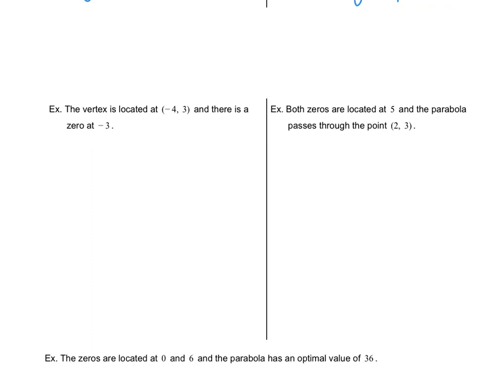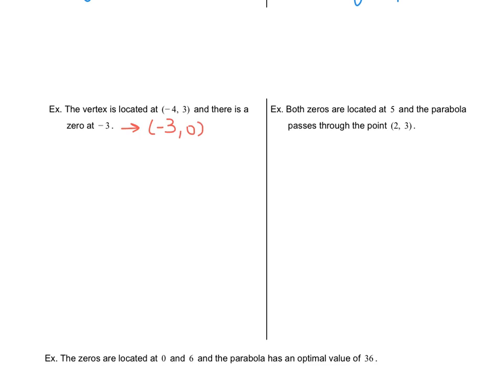Okay. Let's try a few more examples. So for the next one, we're given the vertex. So we know we're going to start with vertex form. And then we're also given a zero. Don't let this statement about the zero at -3 fool you into thinking you have to start with factored form. This is just the other coordinate. And a zero of -3 can be written as (-3, 0).